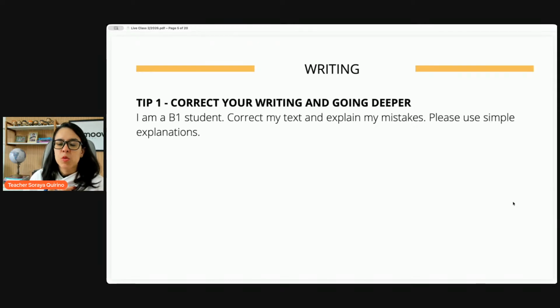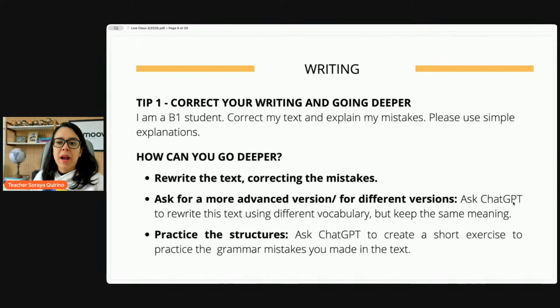In my regular English course, Zero ao Mundo, there is a writing test every other lesson. Sometimes 2 lessons in a row have writing activities. So learning how to write is important, but it's an area that is underestimated. So you can use this prompt. I'm a B1 level student, correct my task and explain my mistakes. Please use simple explanations. All right.